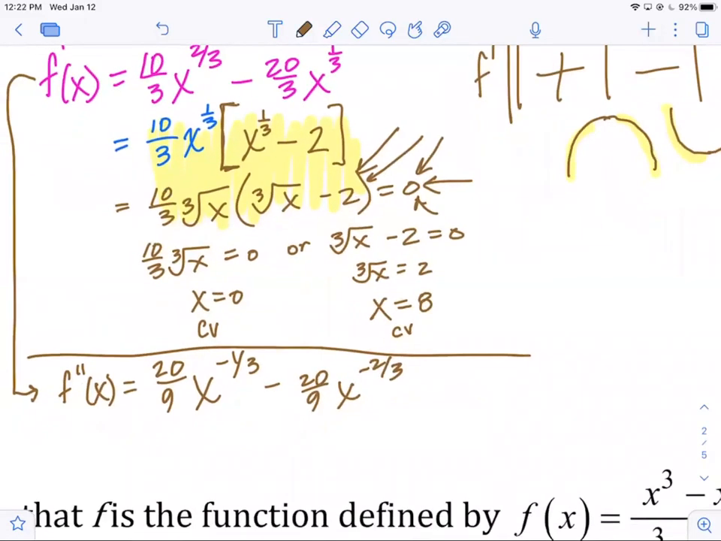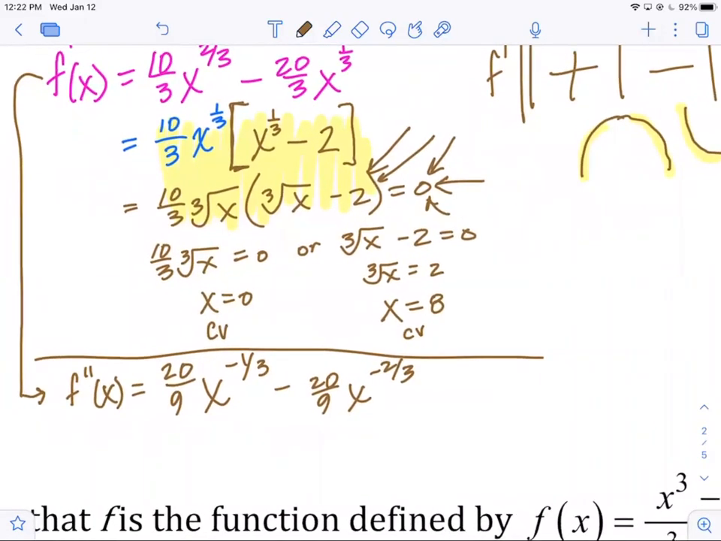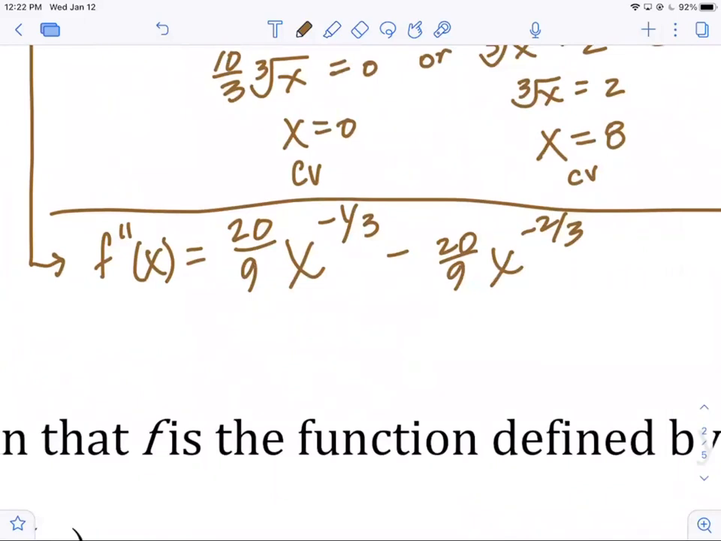Now, I already can see that the second derivative is going to have some pivotal values that are in the domain of the function, because it's all real numbers, that make it undefined. That's going to be where the curvature is undefined. That's going to be kind of strange. All right, let's factor out least powers. We can factor out a 20 ninths. And then which x can we take out? The -1/3 or the -2/3?